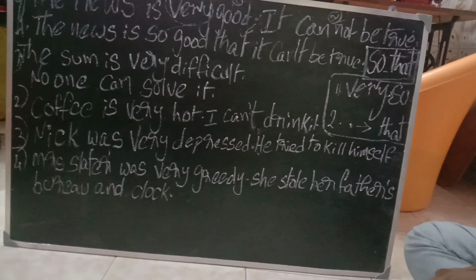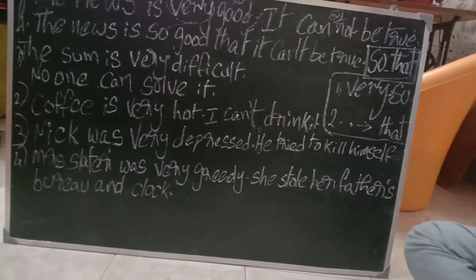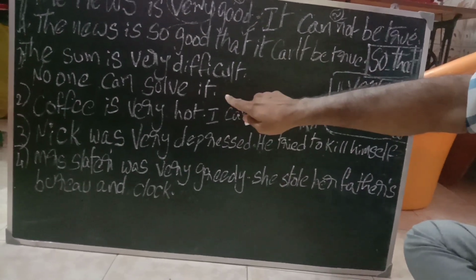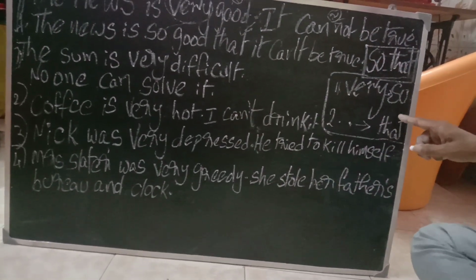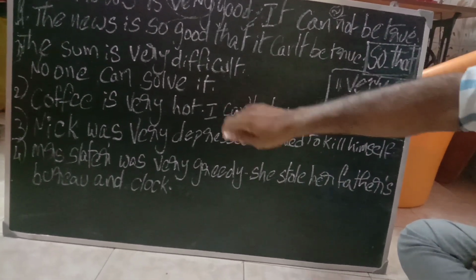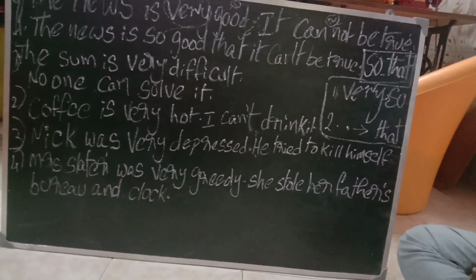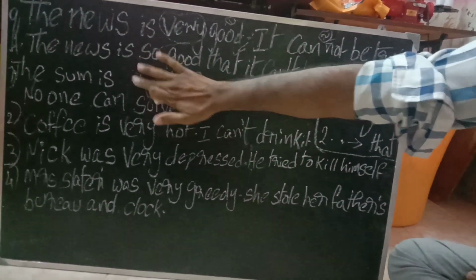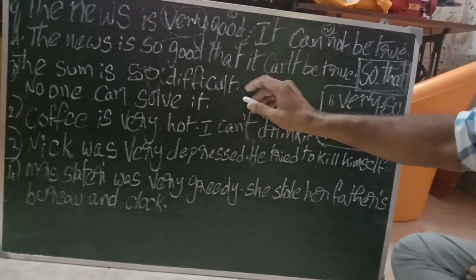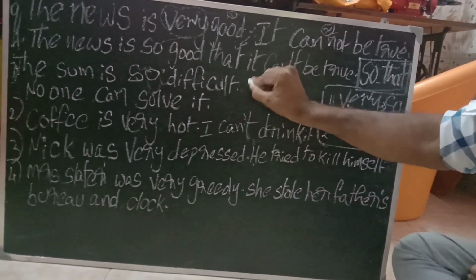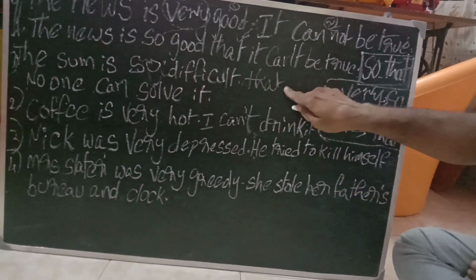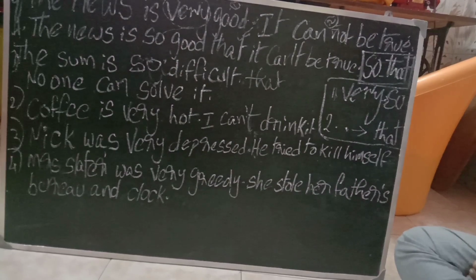I hope you understand this. Let us see a few examples. The sum is very difficult. No one can solve it. Now apply the rules. Coming to the answer: the sum is, we have to remove "very" and write "so". The sum is so difficult, and remove the full stop and write "that". The sum is so difficult that no one can solve it. That is the answer.